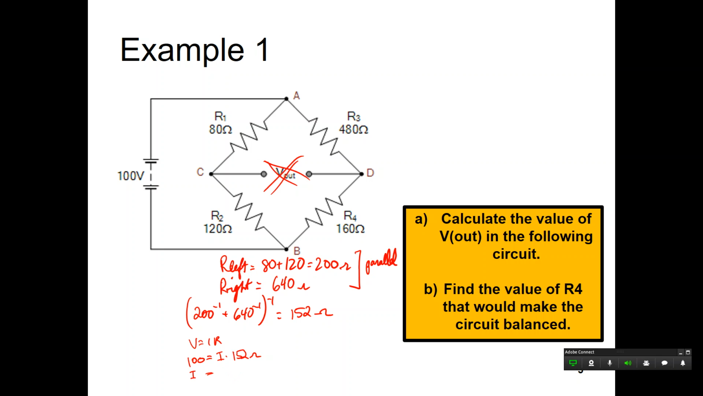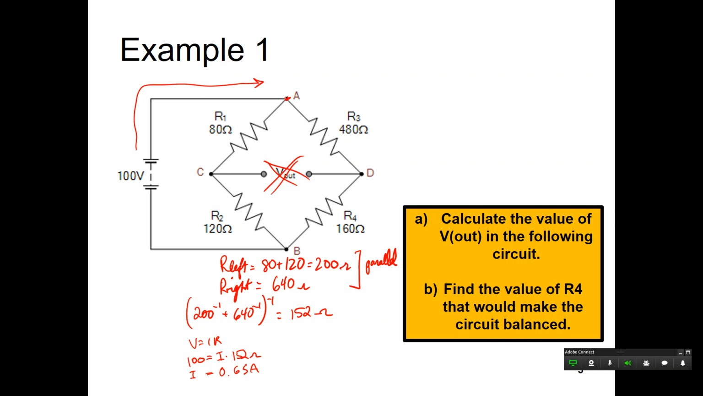Can someone find the answer for that? Should be like maybe 0.68, something like that. 0.65? Okay. So I have my total current, and that's my current leaving the battery here.